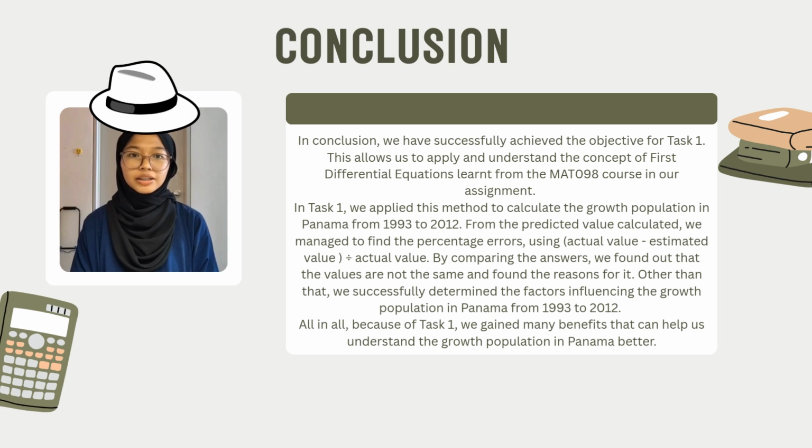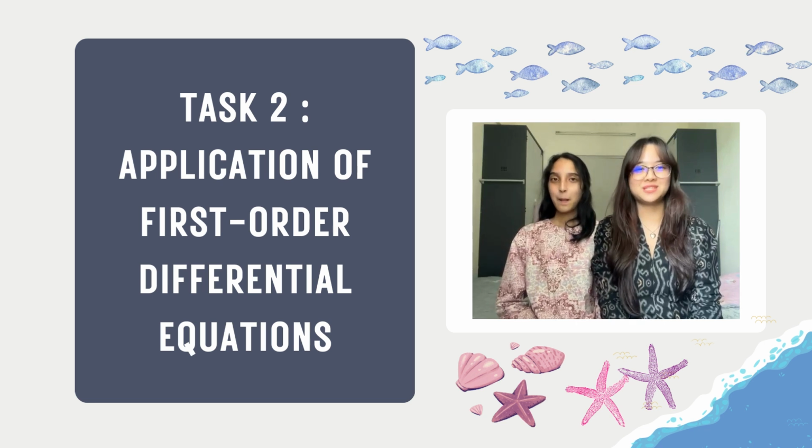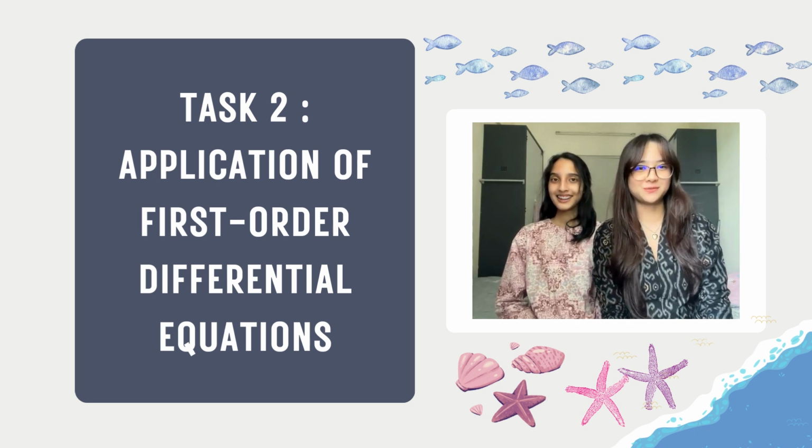From the predicted value calculated, we managed to find the percentage error using actual value minus estimated value divided by actual value. By comparing the answer, we found out that the values are not the same and found the reason for it. Other than that, we successfully determined the factors influencing the gross population in Panama from 1993 to 2022. All in all, because of Task 1, we gain many benefits that can help us understand the gross population in Panama better. Now, me and Emily will present Task 2, Application of First Order Differential Equations.